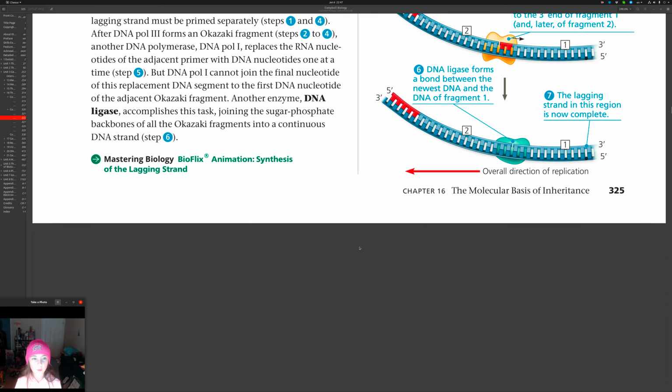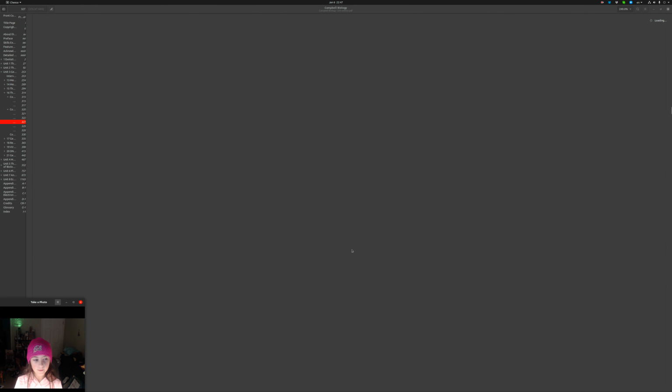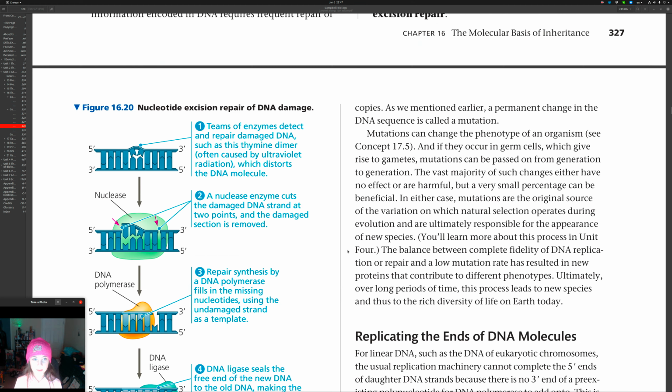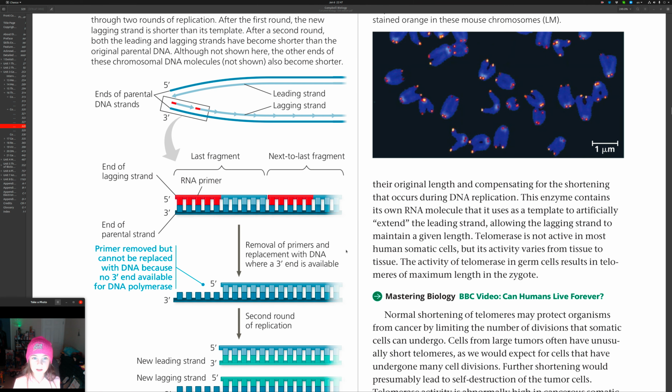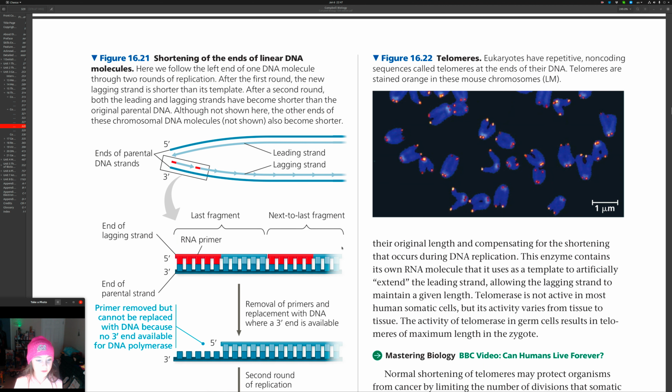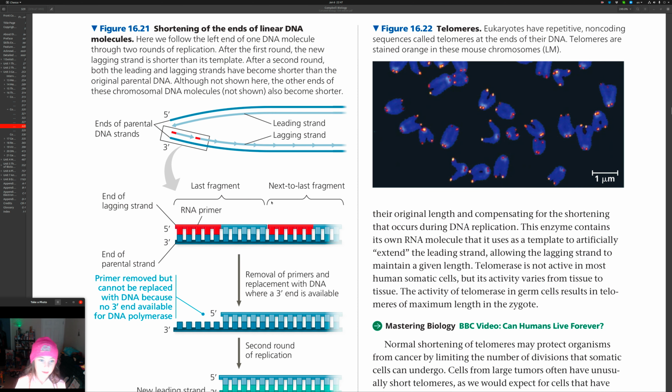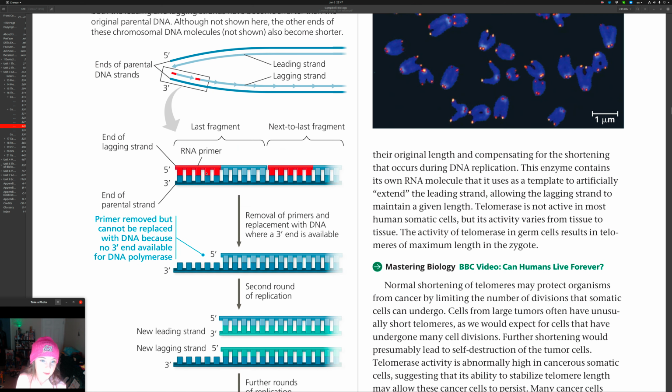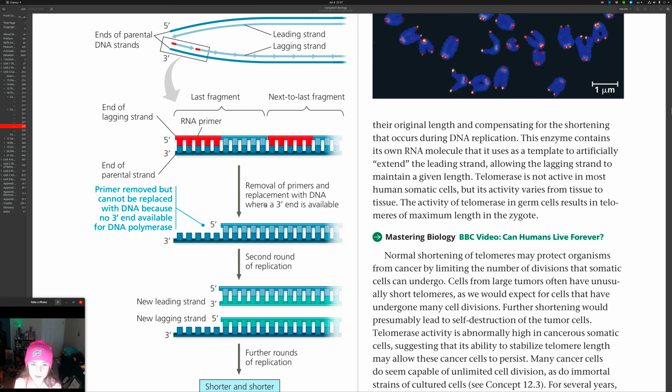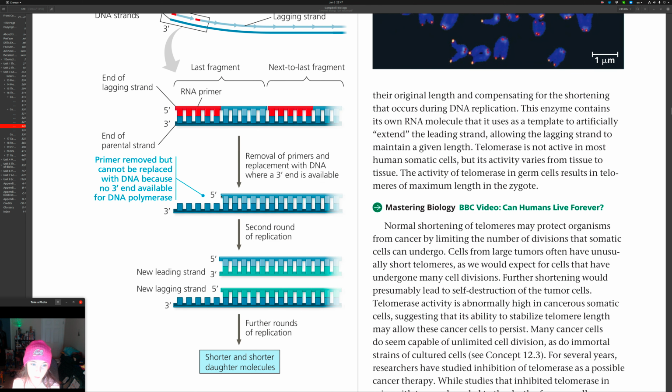But there's an important idea: some of that DNA gets lost. In some cases, you could at some point actually lose functional genes. How does that occur? Well, that occurs because of shortening. We have this last fragment and the next to last fragments. We remove the primers and replace them with DNA where the 3' end is available, which leaves most of it done, but that last RNA primer can't be turned into DNA.